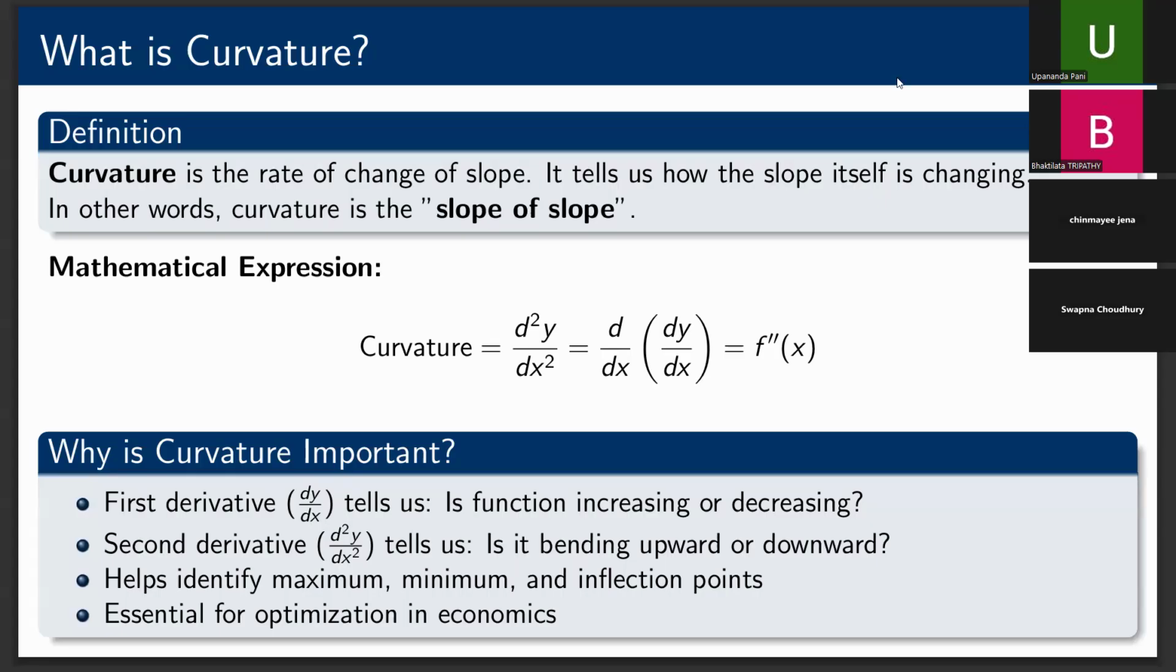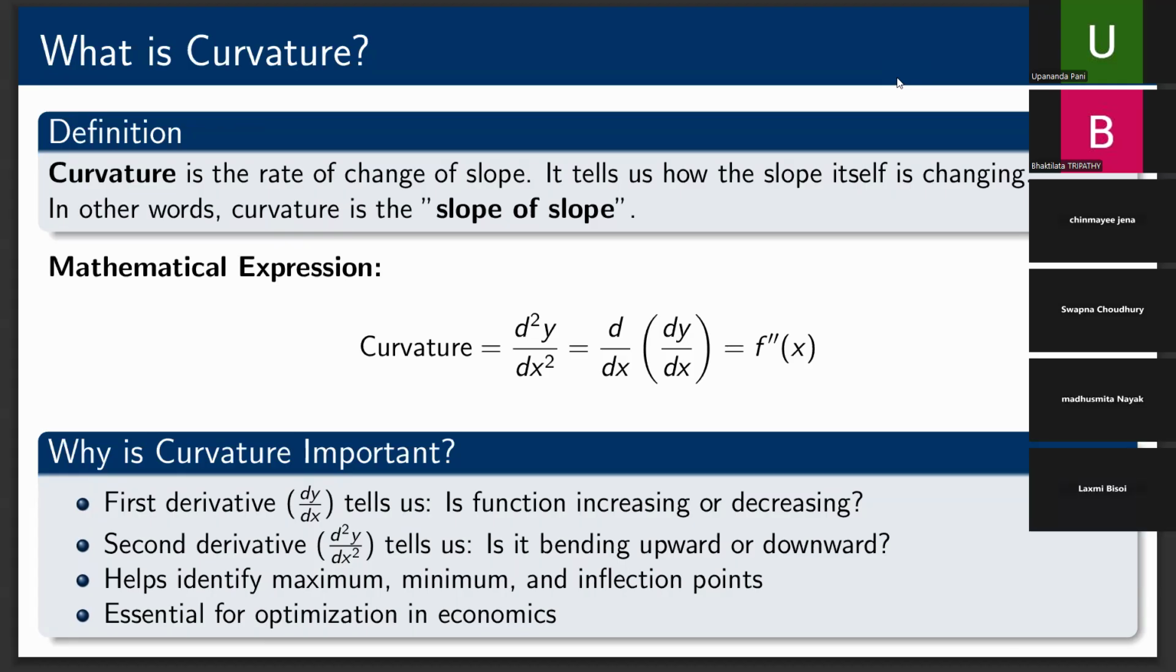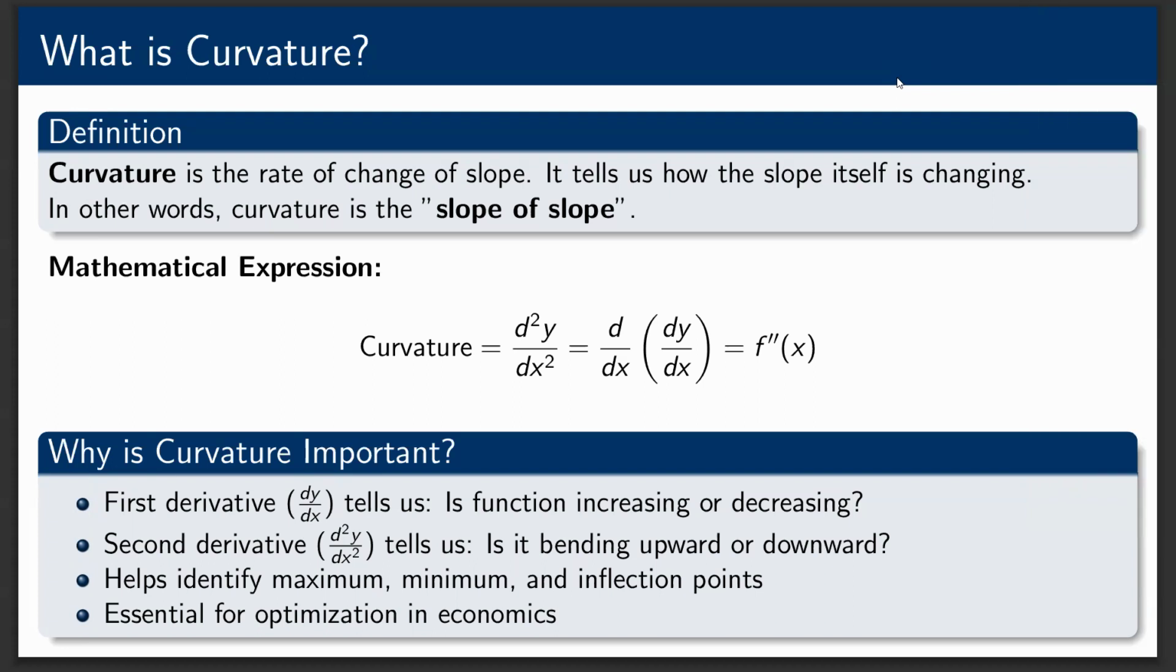Okay. Today we'll start from curvature. Last day we covered slope, then comes curvature. You can say curvature is nothing but the slope of the slope. That means slope explains how the curve changes, the rate of change. But the curvature explains how that rate of change behaves, whether the rate of change is at an increasing rate or at a decreasing rate.